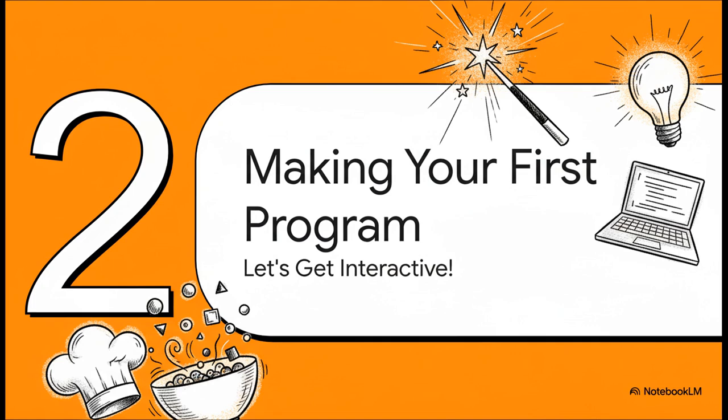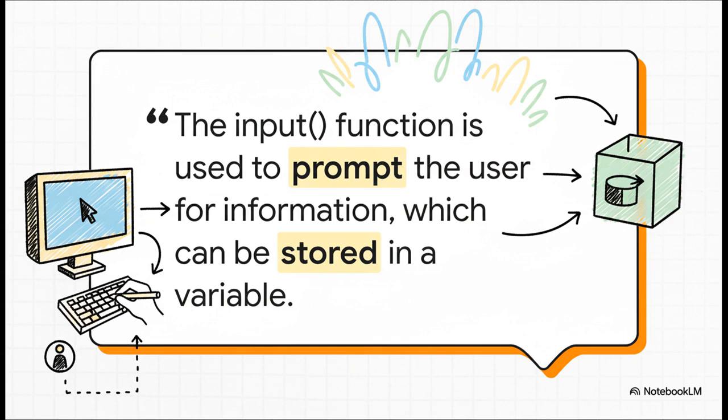All right, theory is great and all, but let's actually put it into practice. We have our ingredients. Now it's time to cook up our very first interactive program. This is where the fun really begins. So how do we make a program interactive? Well, we use something called a function. And a function is just a reusable command that does one specific thing. In this case, the input function tells the computer, hey, pause for a second and wait for the user to type something. It's how we get information from the outside world into our program.